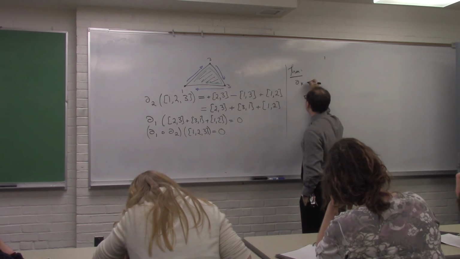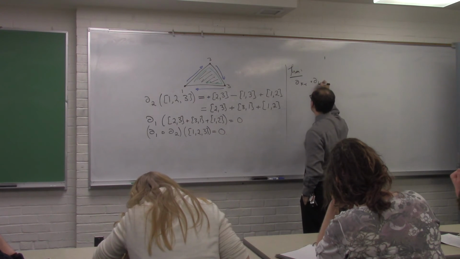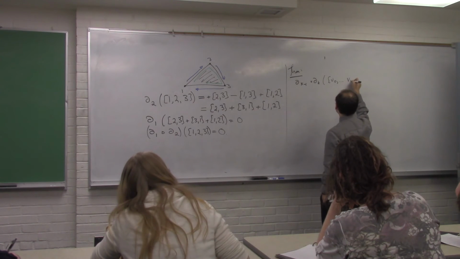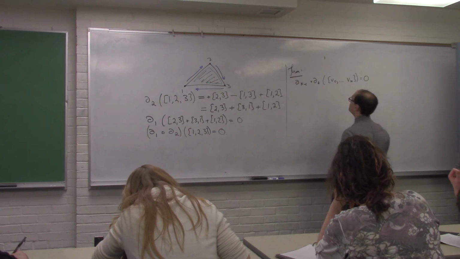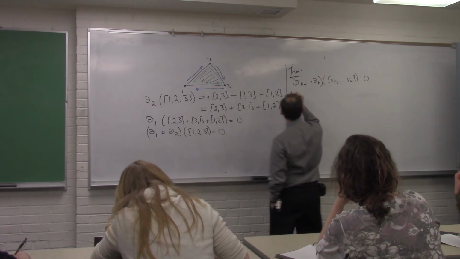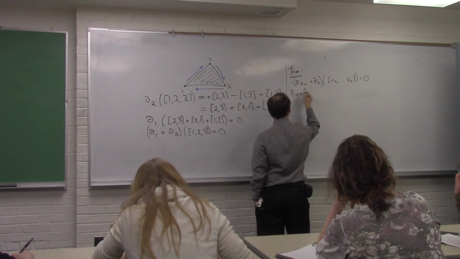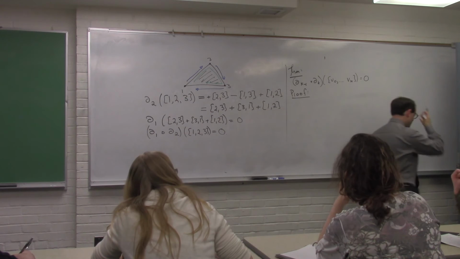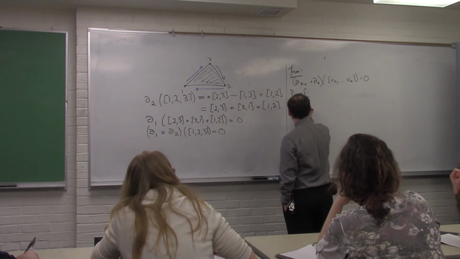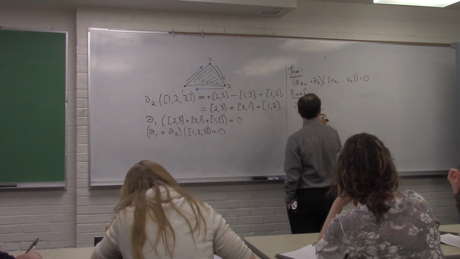Boundary k minus 1 of boundary k of... and the proof of this, as I said, I can do in the last few minutes of class. Well, how does this work? Boundary k minus 1 of, let me just write out the formula.